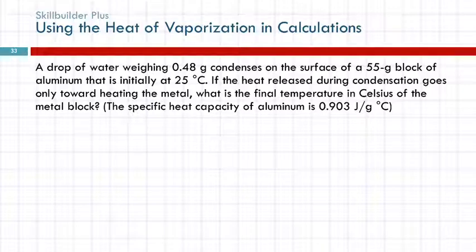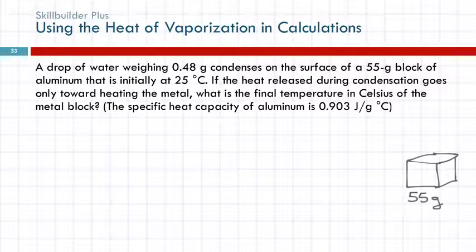You might need a picture for this, so I'm going to draw a bad picture for you. This is the only kind I can draw. So here's our block of aluminum. Aluminum is, you know, kind of gray. It weighs 55 grams. We know that. We're told that its specific heat capacity is 0.903 joules per gram degree Celsius.